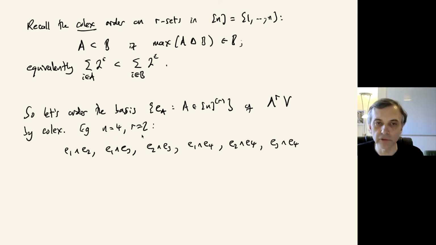So, for instance, for n equals 4 and r equals 2, if we have the second exterior power of R^4, we've got our 6, 4 choose 2, basis vectors, and they come in the order e1 wedge e2, e1 wedge e3, e2 wedge e3, e1 wedge e4, e2 wedge e4, e3 wedge e4. So just in colex order of the subscripts, in other words.